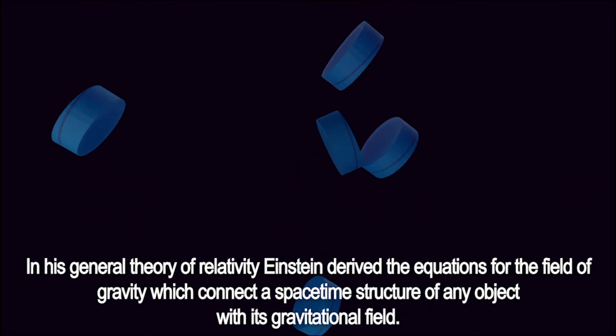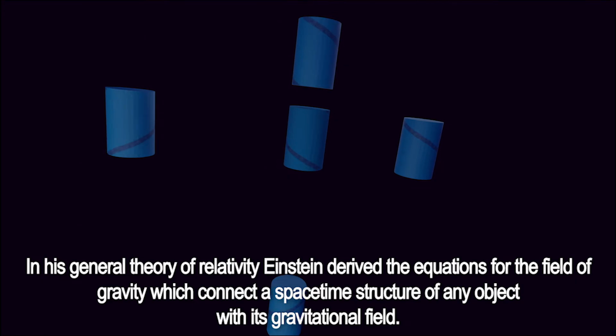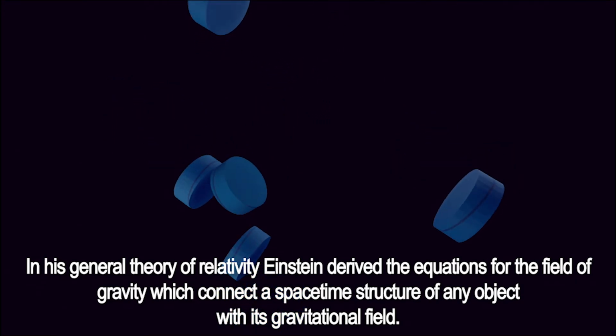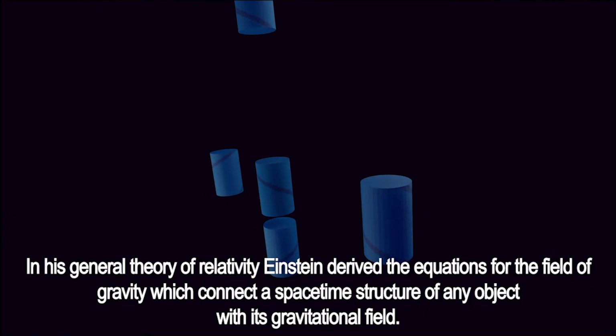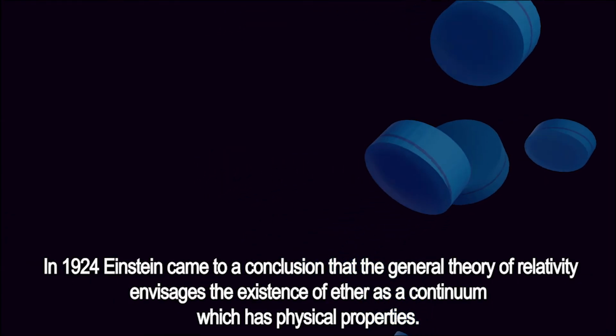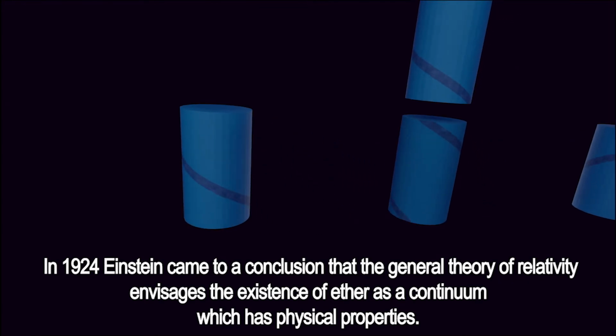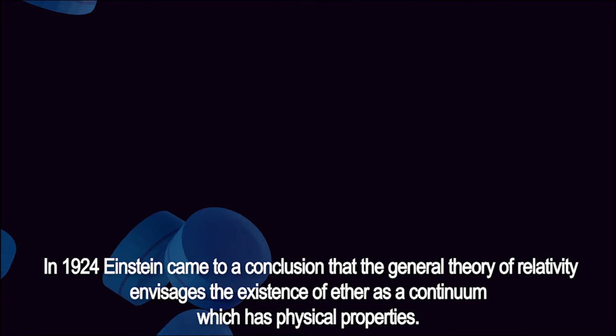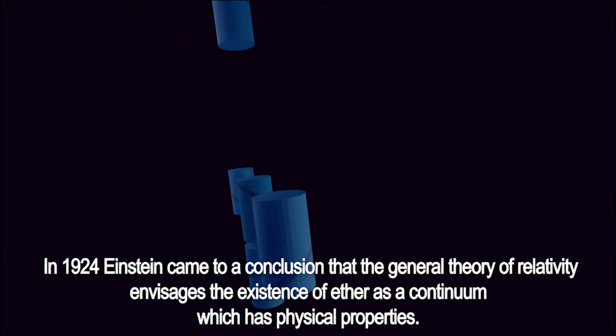In his general theory of relativity, Einstein derived the equations for the field of gravity, which connect the space-time structure of any object with its gravitational field. In 1924, Einstein came to the conclusion that the general theory of relativity envisages the existence of ether as a continuum which has physical properties.